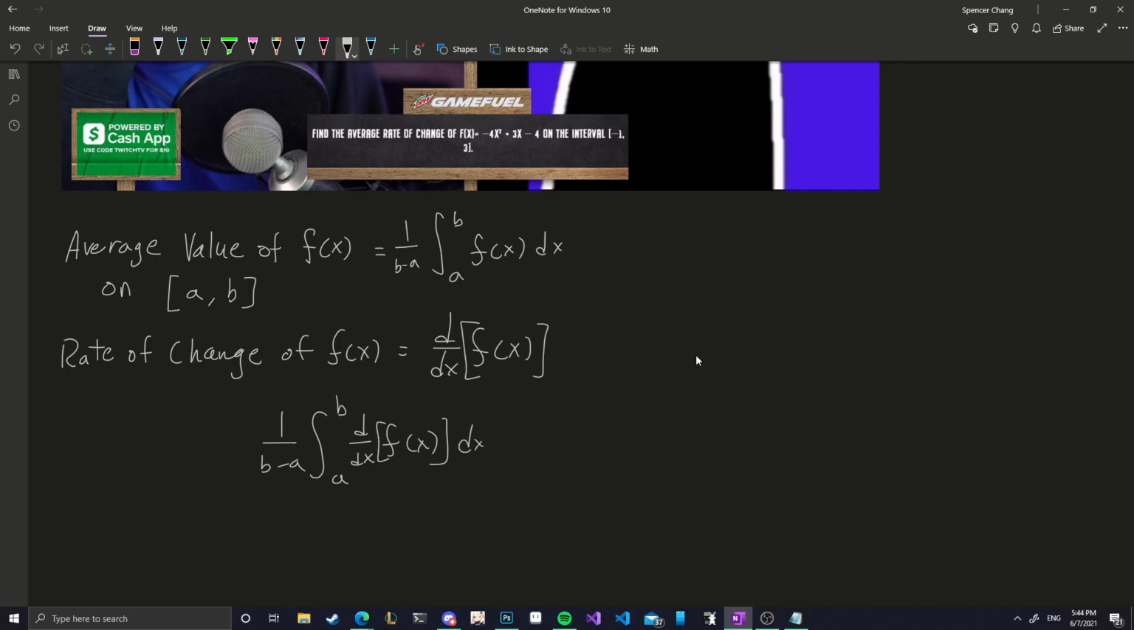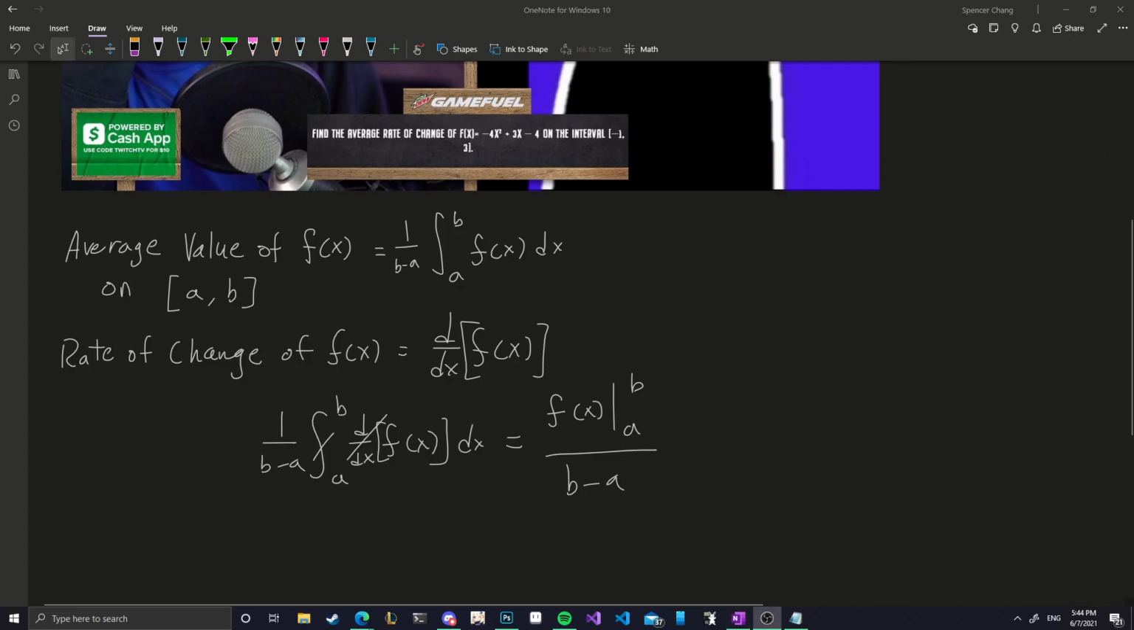Now note that the fundamental theorem of calculus tells us that integration and differentiation are inverses of each other, so the two functions can actually cancel out. So we can cancel out the integral and the differentiation. So this will just become f of x evaluated at a and b all over b minus a. And this simplifies our question quite a bit here.